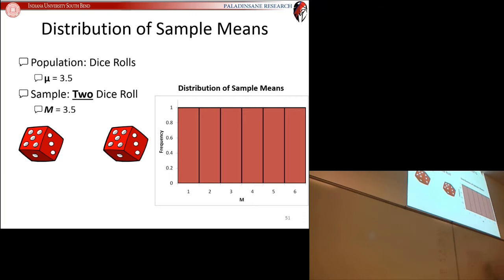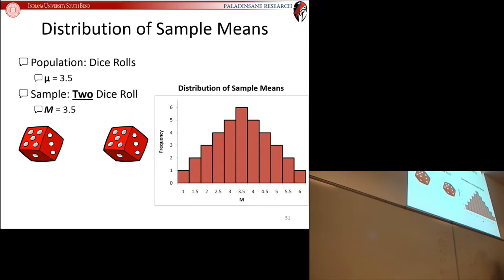So notice that the average sample mean has not changed. And notice again that the sample mean is the same as your population mean. So that's one of the reasons why we're doing this distribution of sample means. But importantly, now your distribution of sample means is going to look different. Now it's going to look like this.